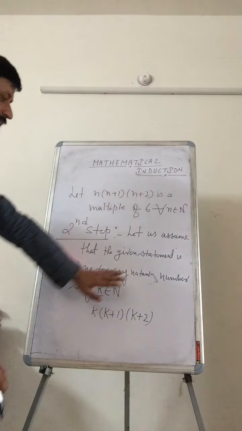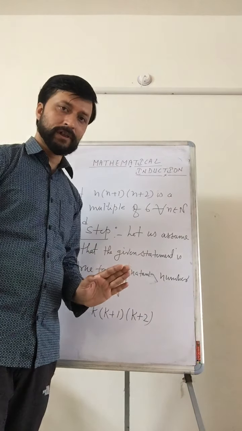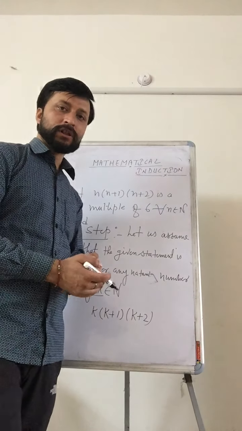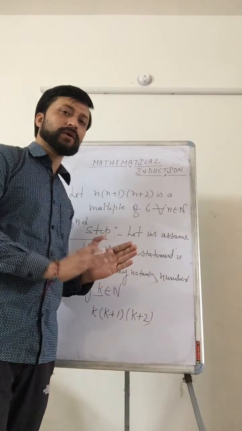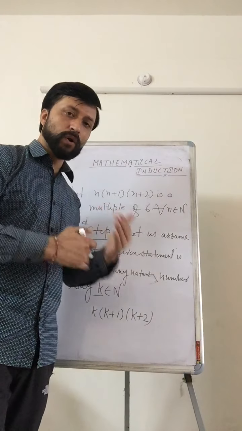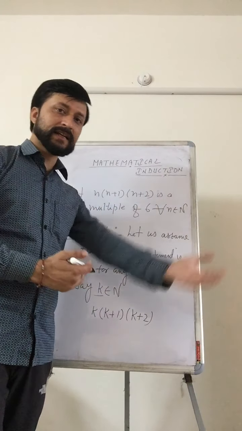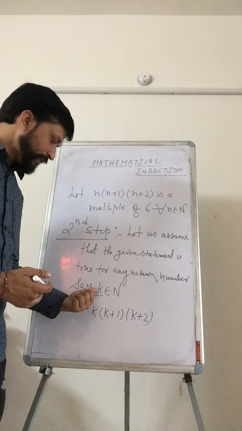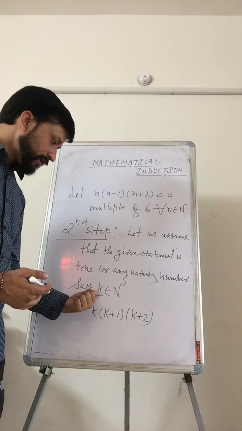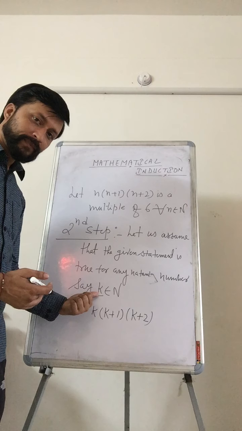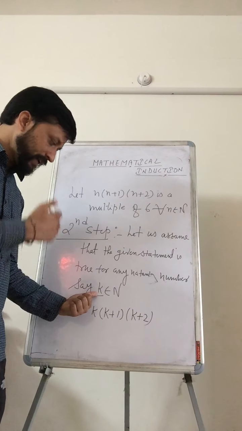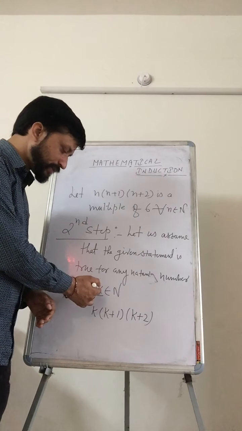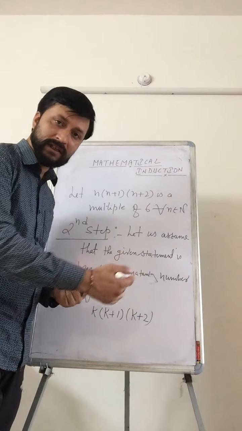So we have assumed that this is true for any natural number. But whether our assumption is valid or not, to support this we have to prove that it is also true for the next natural number. We have assumed here that it is true for a natural number k, and if we can prove that it is also true for the next natural number. So what will be the next natural number of k? It will be k plus 1.